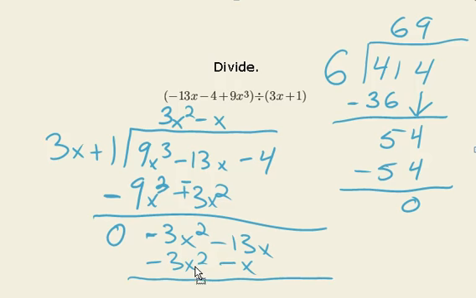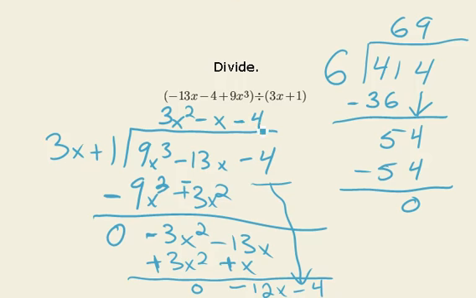Let's subtract. I'll subtract by changing signs on this guy and adding. These two things add to 0. Negative 13x plus x is a negative 12x. Now let's go ahead and bring down that 4, so minus 4. And now we'll say, how many times does 3x go into negative 12x, or what do I have to multiply 3x by to equal negative 12x?